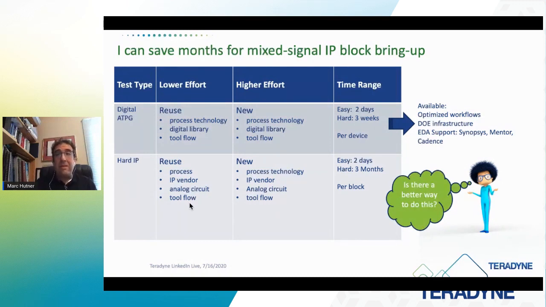So the premise here is that there's a better way to do this rather than how we're doing it today, which is to approach each block as a separate entity. So what we've developed is a common approach to help you get that down to days instead of weeks or months.